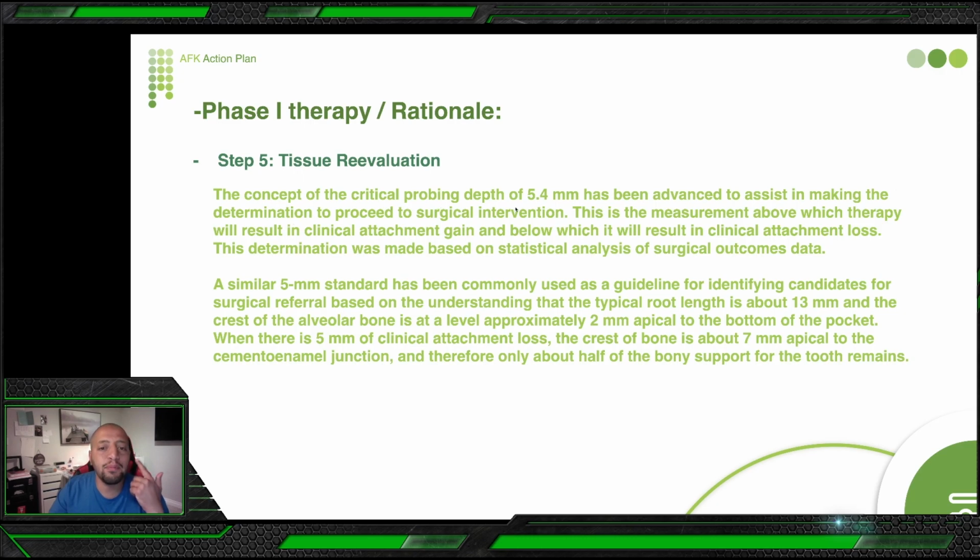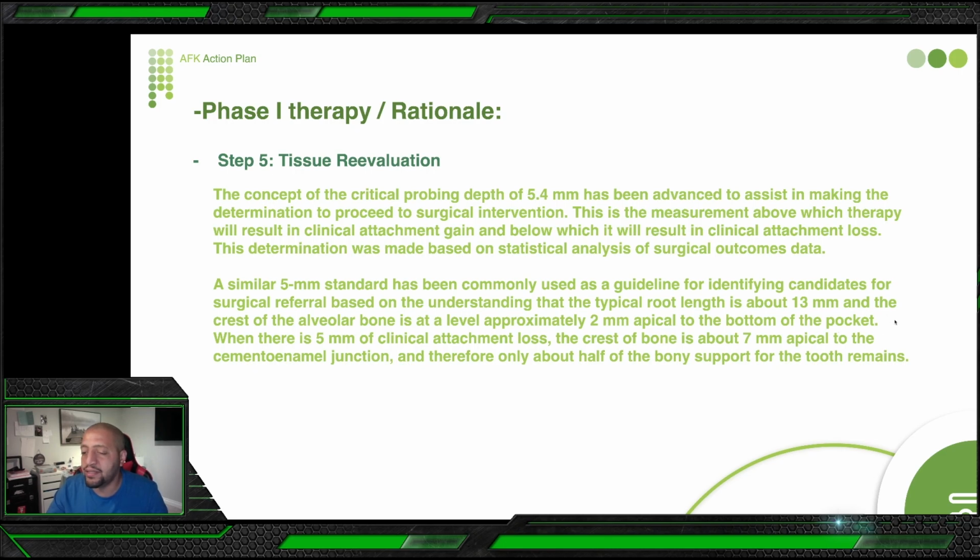The concept of critical probing depth of 5.4 mm has been advanced to assist in making the decision to proceed to surgical intervention. This is the measurement above which therapy will result in clinical attachment gain and below which it will result in clinical attachment loss. A similar 5 mm standard has been commonly used as a guideline for identifying candidates for surgical referral, based on the understanding that the typical root length is about 13 mm and the crest of alveolar bone is at a level approximately 2 mm apical to the bottom of the pocket.